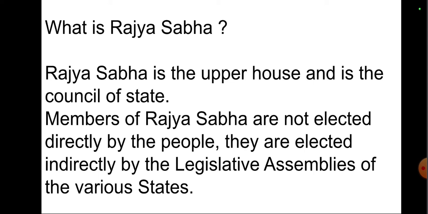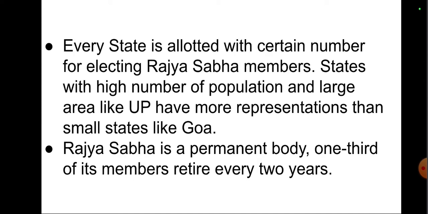They are elected indirectly by the legislative assemblies of the various states. So we can see here that the people elect their representatives, the MLAs in case of state elections, and they go to the legislative assembly and represent the people who have elected them. Then the members of these legislative assemblies elect the members of Rajya Sabha. So the members of Rajya Sabha are indirectly elected by the people of India. They are not elected directly by the people, they are elected indirectly by the legislative assemblies of the various states.